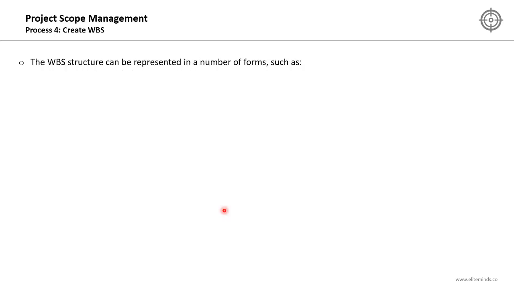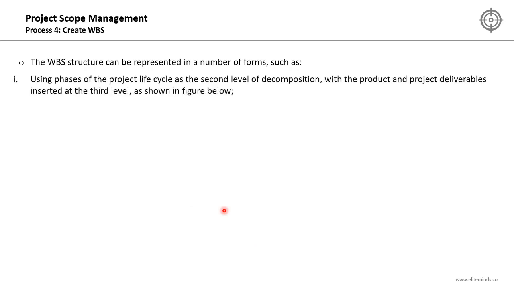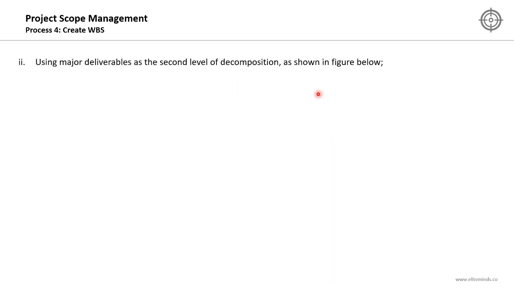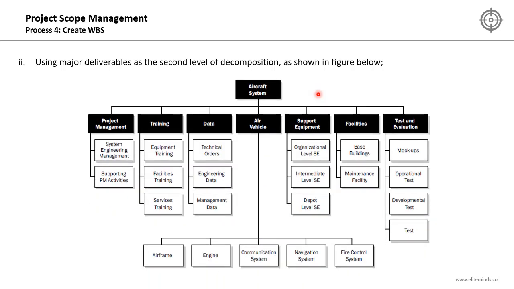The WBS structure can be represented in a number of forms, such as using phases of the project life cycle as the second level of decomposition, with the product and project deliverables inserted at the third level. Like this example, you have a software product release, and you can use the second level here as the project life cycle phases, and then the deliverables inserted at the third level. Another form is using major deliverables at the second level of decomposition, as shown in the figure below.